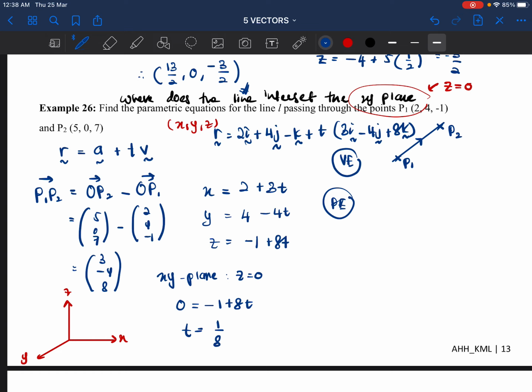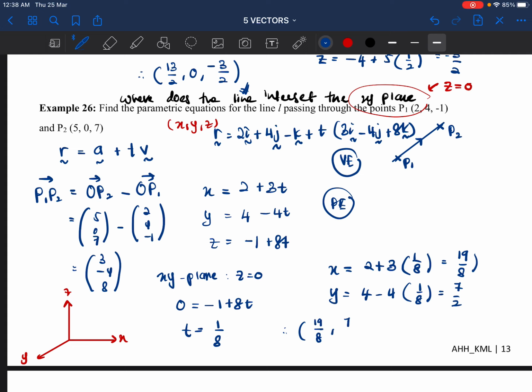So, with T, we can find X and Y. We just substitute 1 over 8. So you will get 19 over 8 here. And then for Y equals 4 minus 4 times 1 over 8, here you will get 7 over 2. So our coordinates are 19 over 8, 7 over 2, and the last one is 0, obviously.